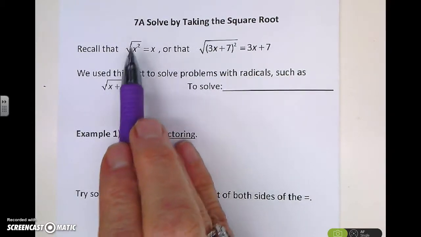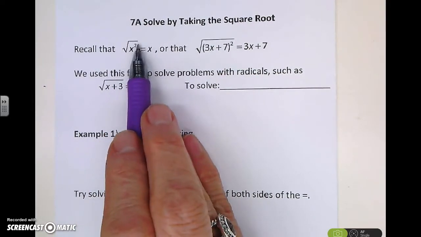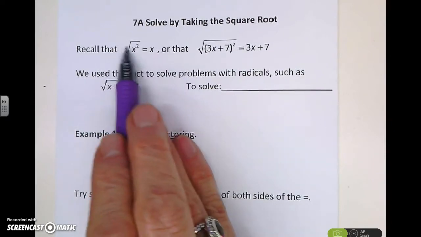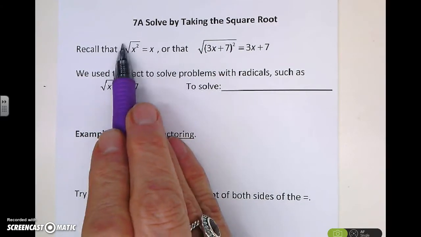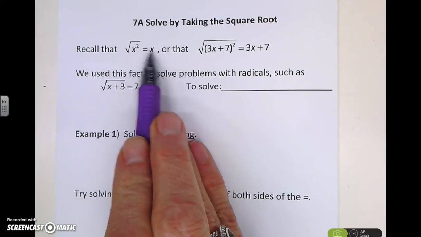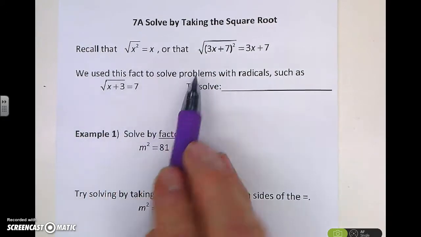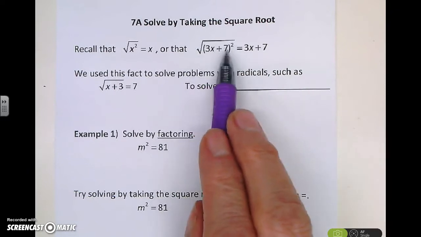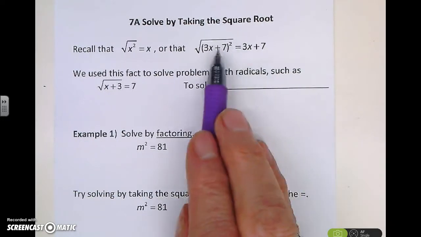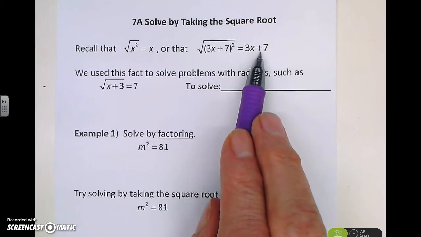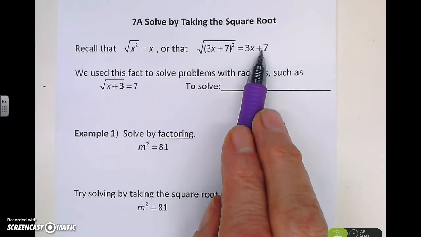So remember that when we take the square root of x squared, it simplifies to x. If you have an index of 2 and an exponent of 2, they're inverses. They undo each other, and you just get the x back out. Same thing, this is a little bit more complicated, but the square root of the quantity 3x plus 7, squared, is going to simplify to be the 3x plus 7. It just comes out of the radical.